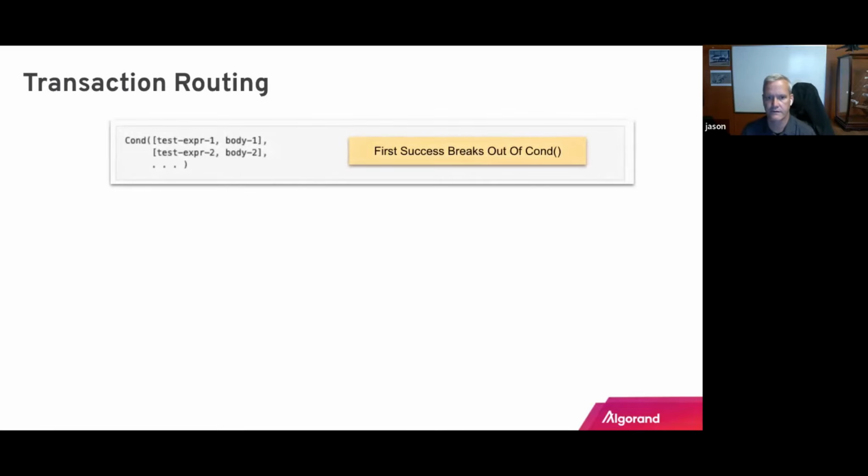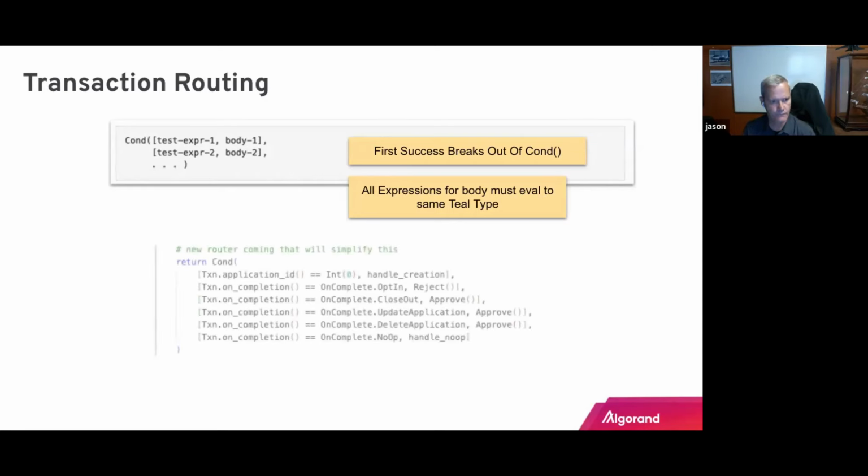First success breaks out of the condition. And one thing that I did not state earlier is that every body element that you see in a condition has to evaluate to the same TEAL type. You can't mix and match those, otherwise your compile will fail. This is the first piece of logic I'm adding to my code. We're getting ready to release a bunch of PyTeal changes that simplify this a bit, but this is the way it works currently. We'll write an article and you can read about it when we get it.